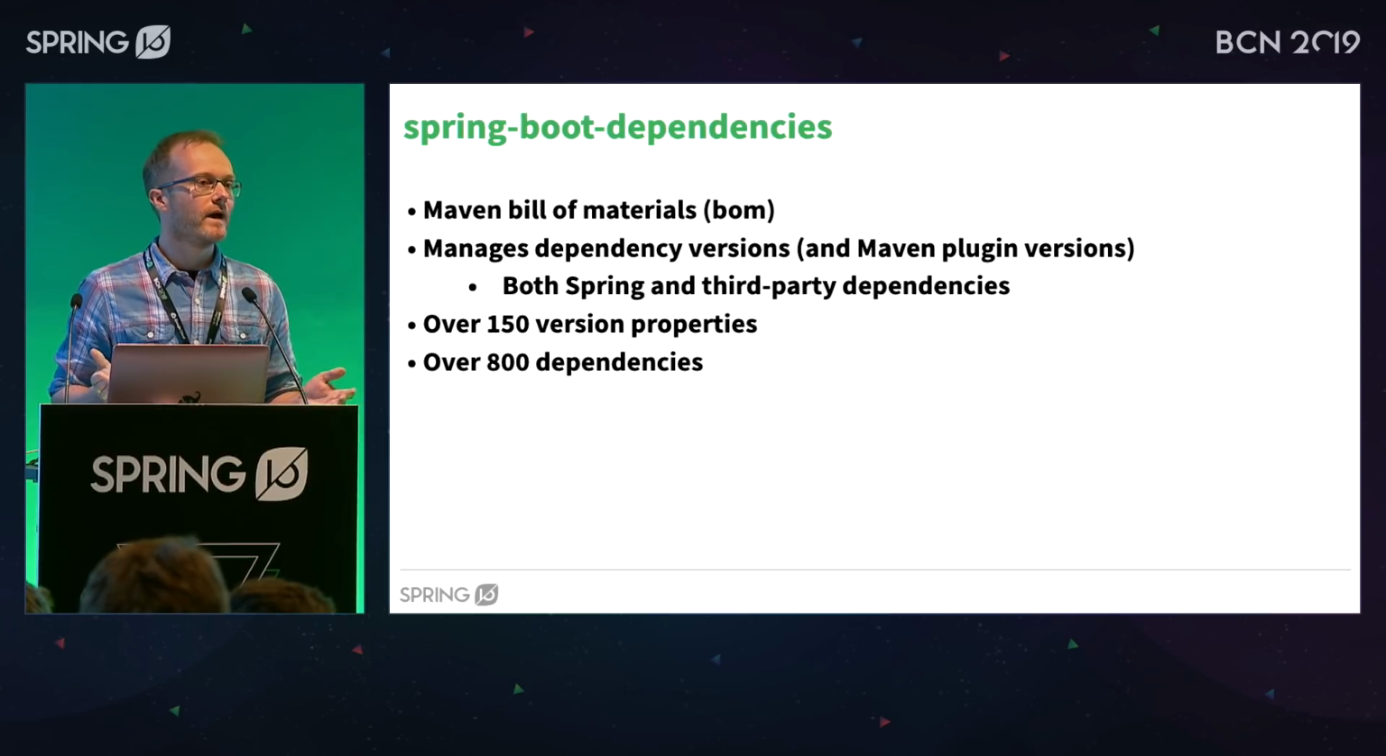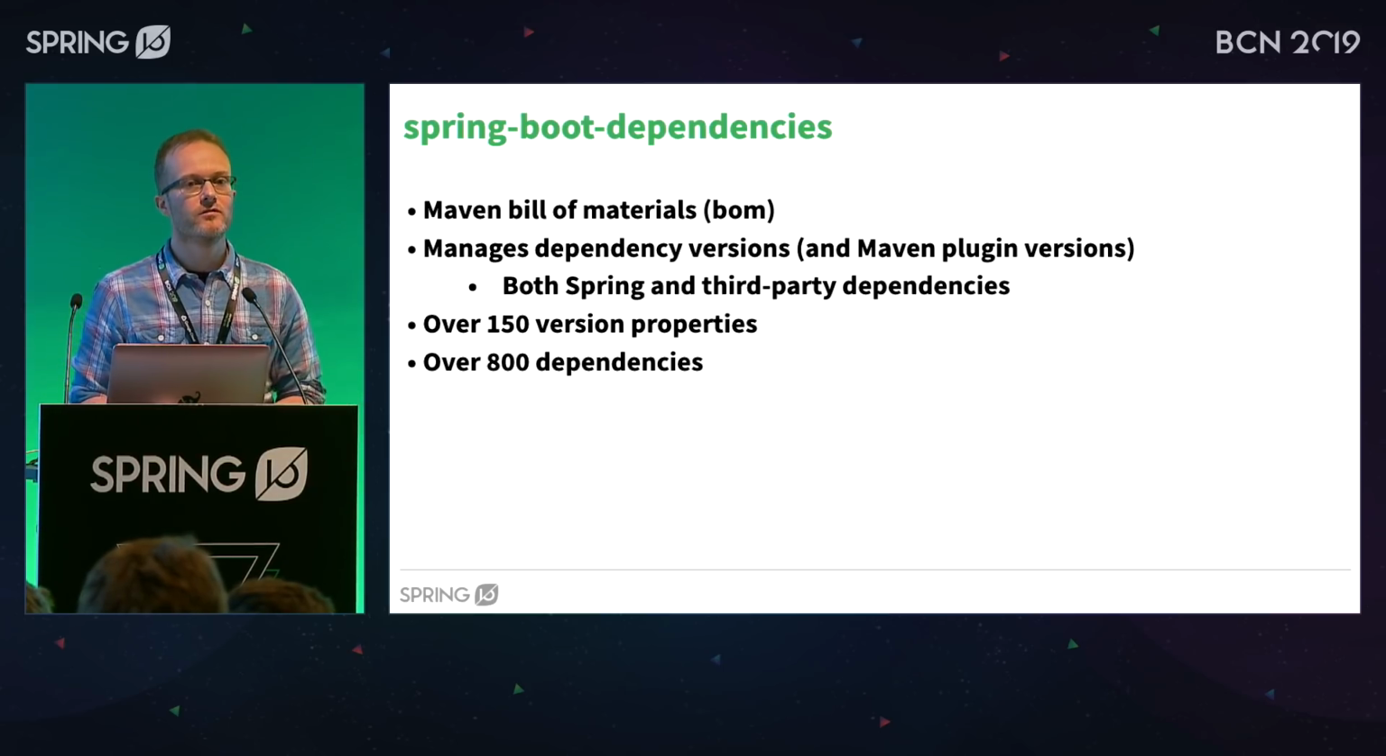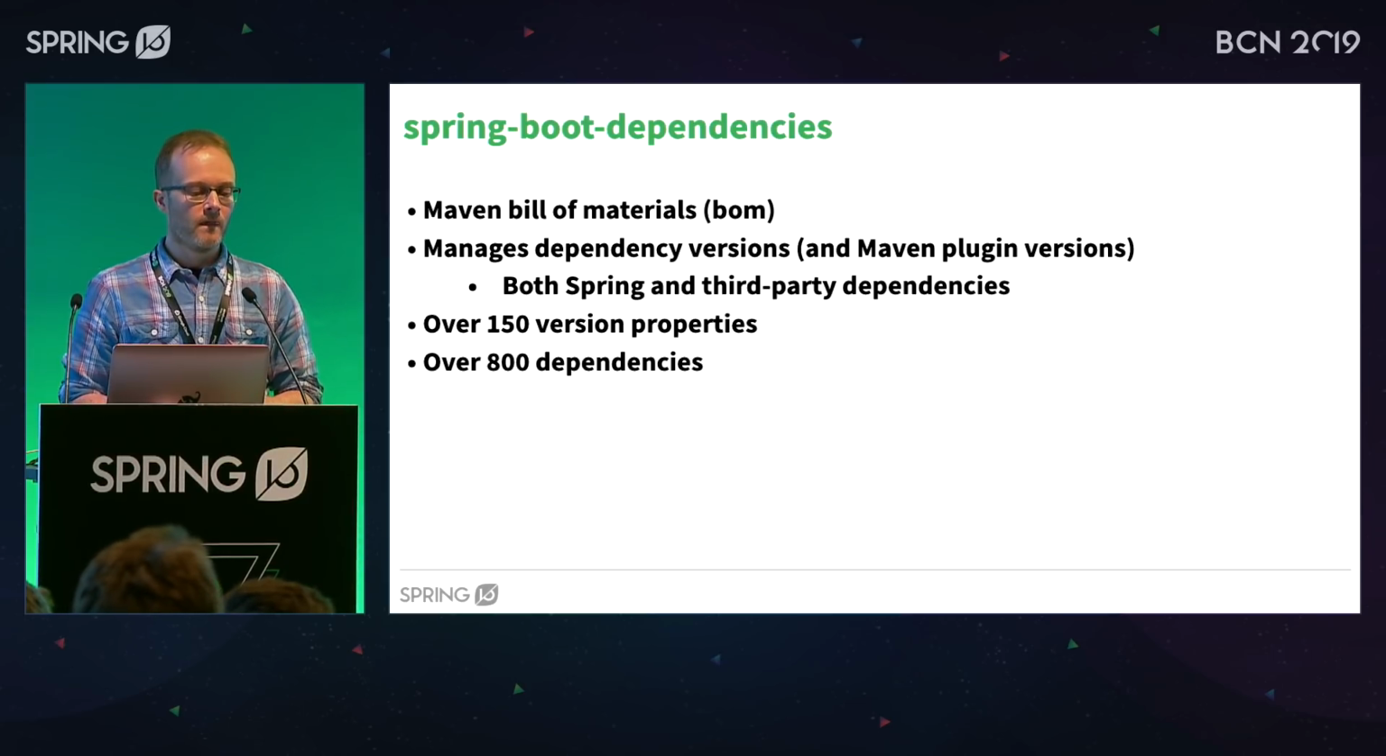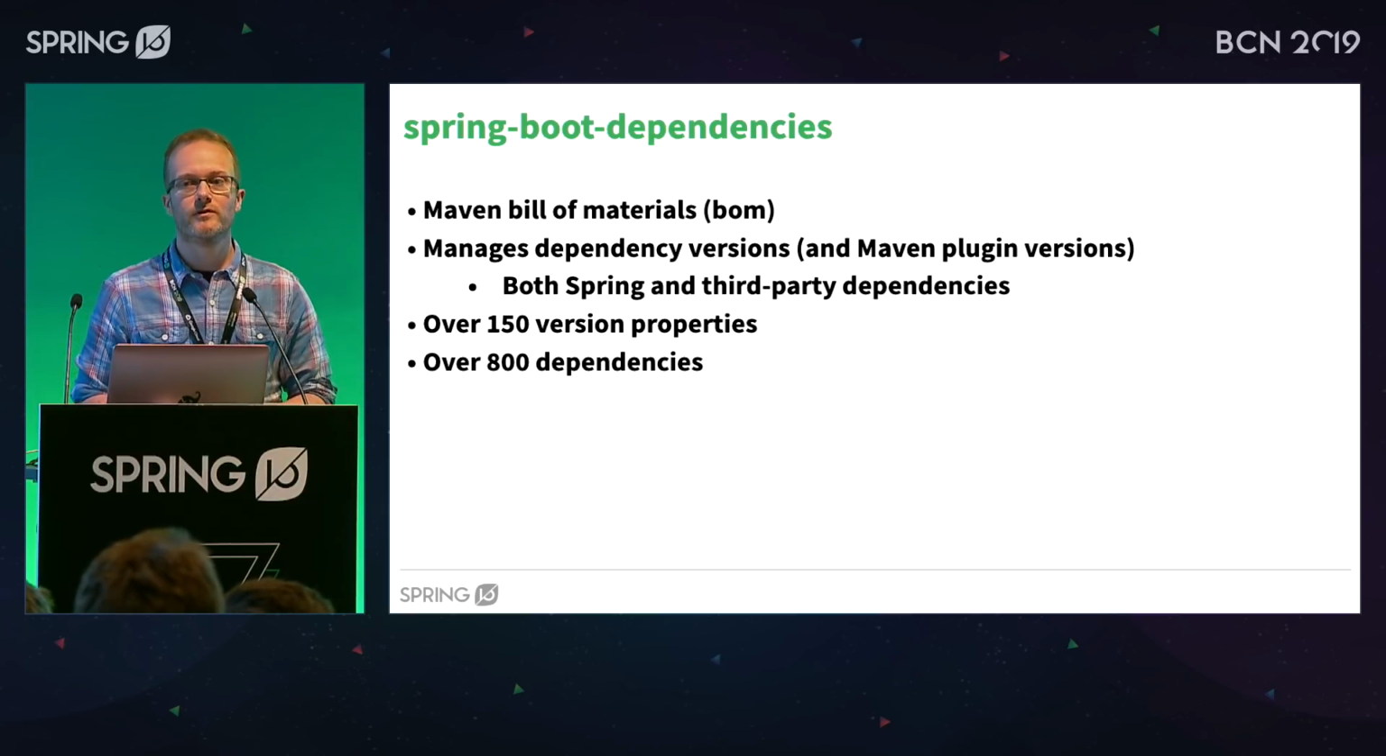And in the BOM, we have over 150 properties. So there's a single property for Hibernate's version. And then those properties are used to control the version of 800 or so different dependencies.